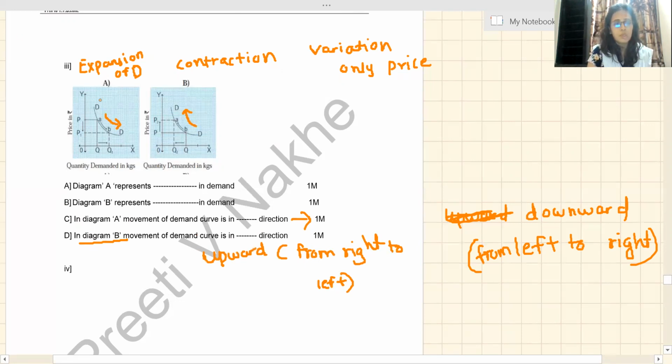Diagram A, you can see the movement is downwards and here it is upwards. So in diagram A, the movement of demand curve is from A to B. It is downward. And in diagram B, the movement of demand curve is upward, from right to left. Okay. Just a second.